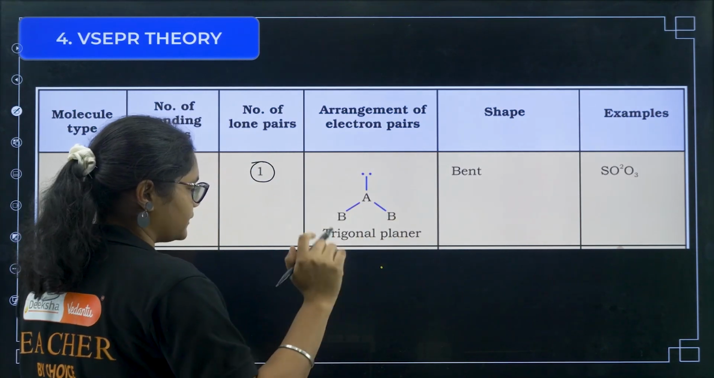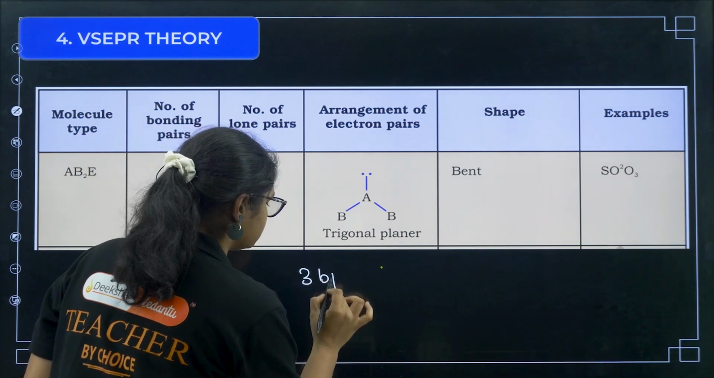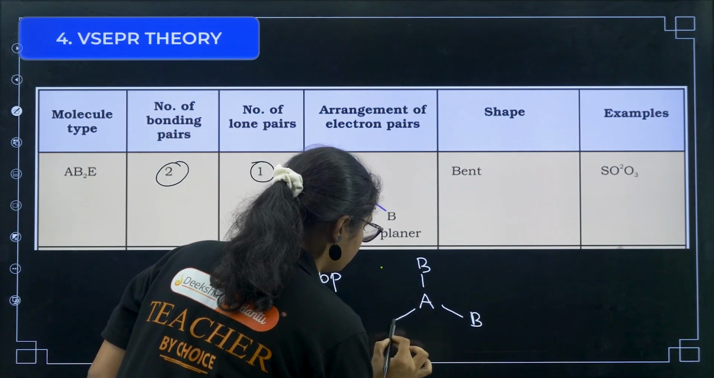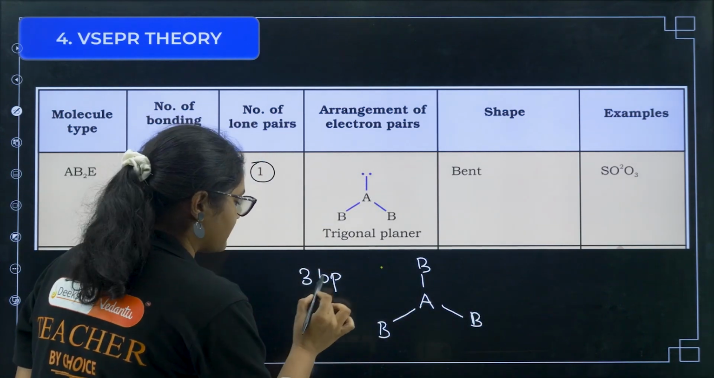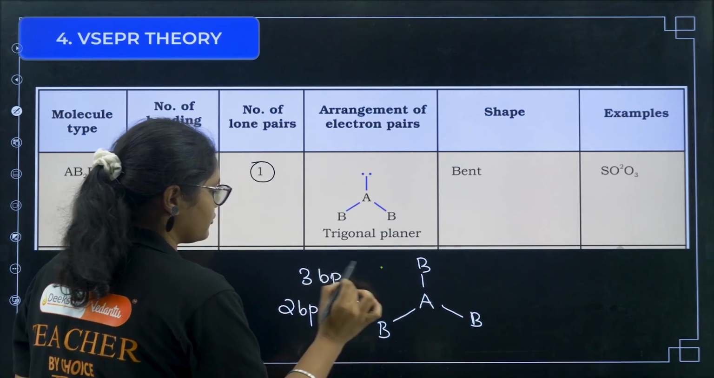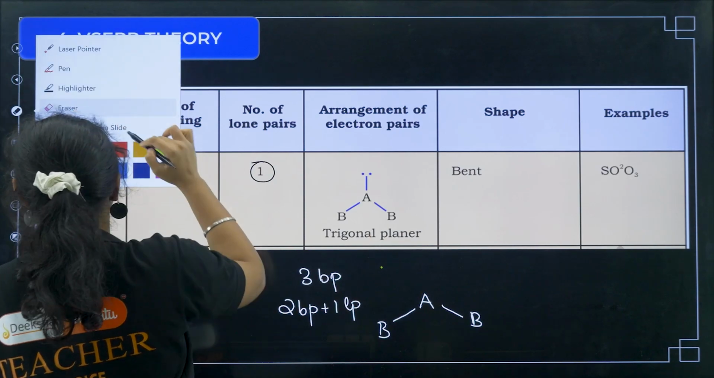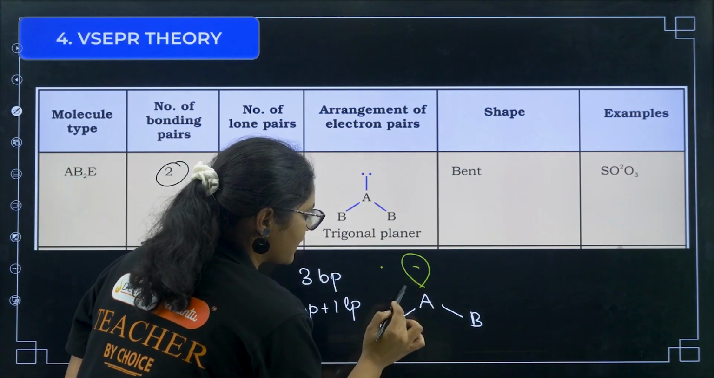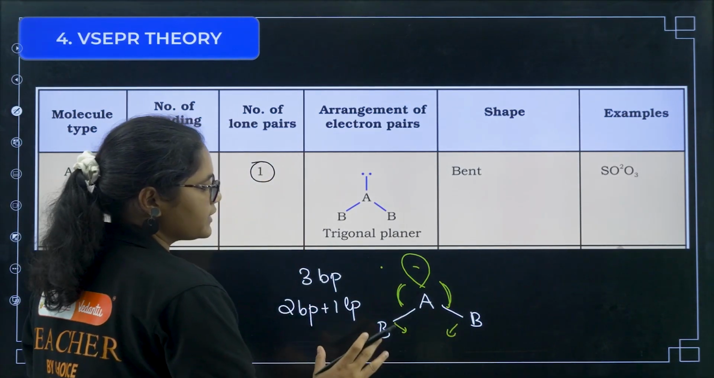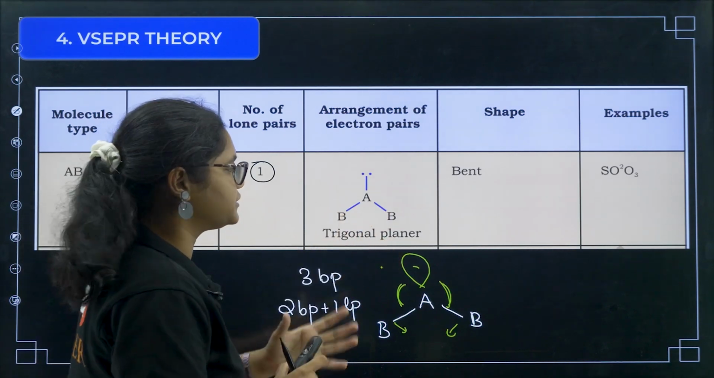I'll explain here. Just see. If you have 3 bond pairs, then the shape was like this: A, B, B, and B. Right, this is trigonal planar. Now there are no 3 bond pairs, we have 2 bond pairs plus 1 lone pair. So this is now a lone pair. Now there will be repulsion here, there will be repulsion here, and these two will come closer.